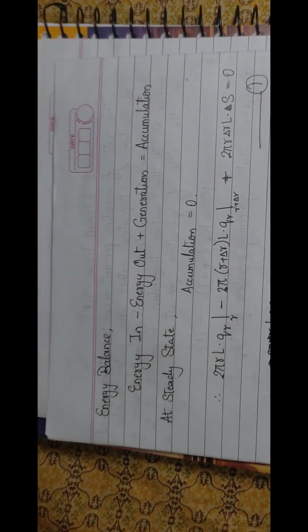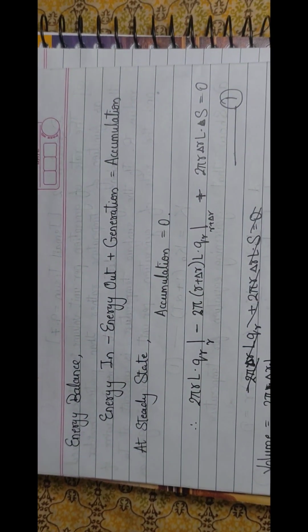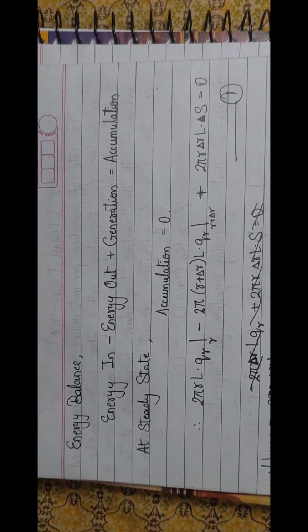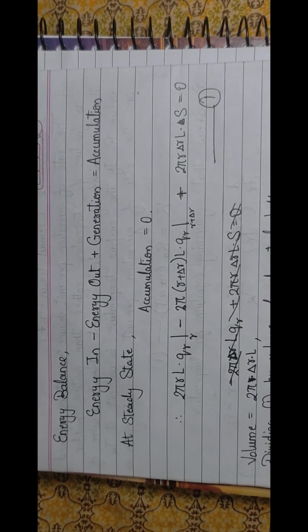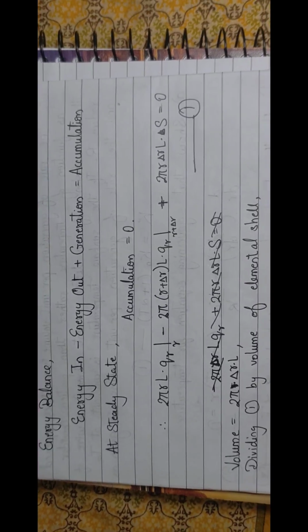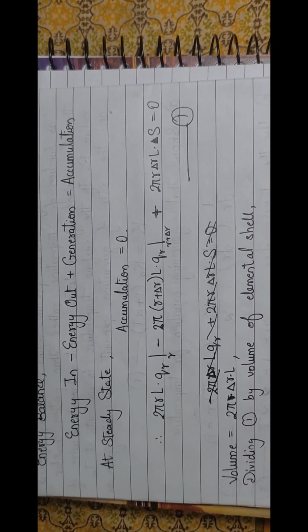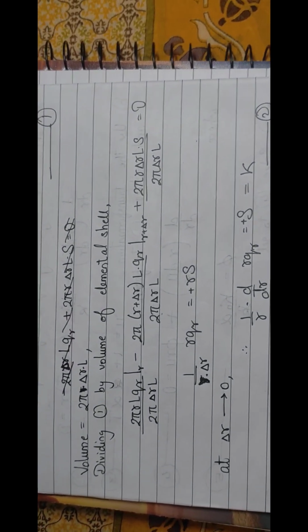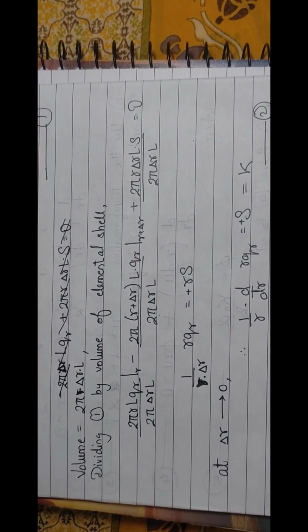The energy balance can be given as energy in minus energy out plus generation is equal to accumulation. At steady state, accumulation is equal to 0. So substituting all the terms, energy in, energy out and generation equal to 0, we get equation number 1. Again we write the volume of the cylindrical elemental shell to be 2 pi r delta r into L.